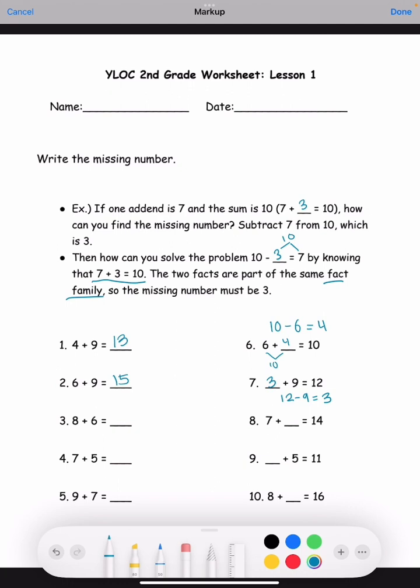Alright, let's try number 8 together. 7 plus blank equals 14. Like the top questions, you subtract 7 from 14. So 14 minus 7 equals 7. And 7 plus 7 equals 14. Alright, let's move on to the next page.